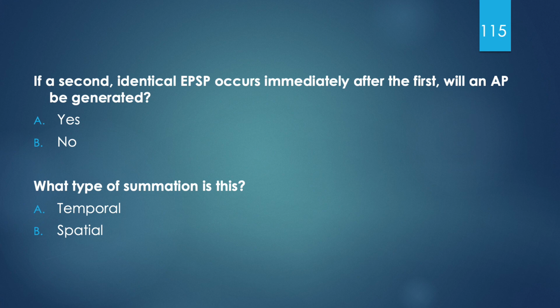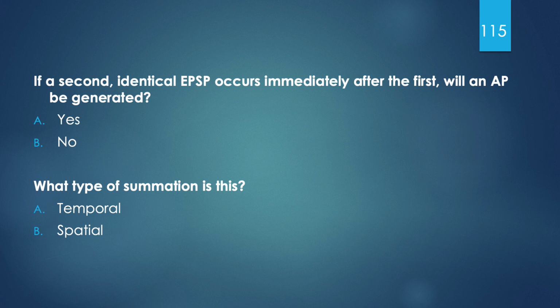So we know that this is a temporal summation. But let's go back up to the first question. If two EPSPs occur one after the other, will there be an action potential? The options here are yes or no. And really what we need is an option of C, maybe, because truly we can't know because I didn't give you enough information in this question to answer the question fully.